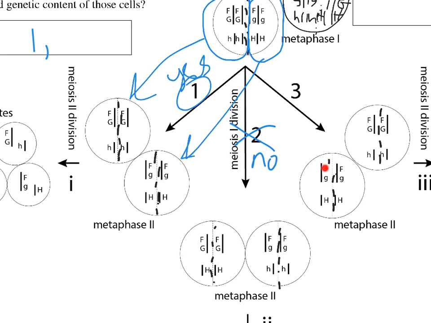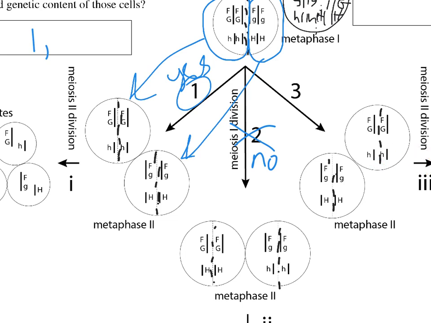Capital F, lowercase g should be with capital F, lowercase g is with uppercase H. It's the last part that's all messed up. Okay, so wait, what do you mean by the last part? The gametes. Yes. Oh, so the second division.